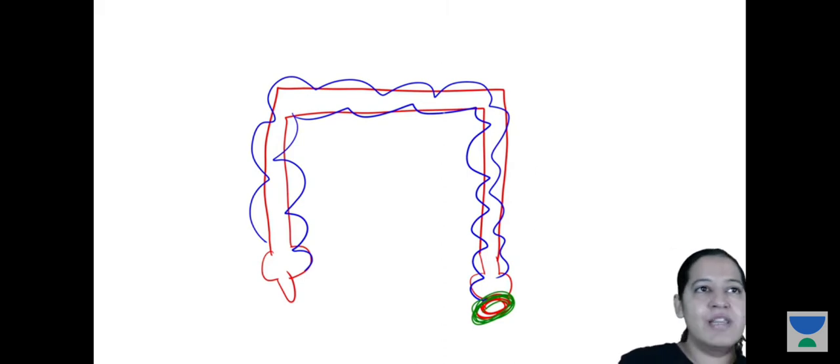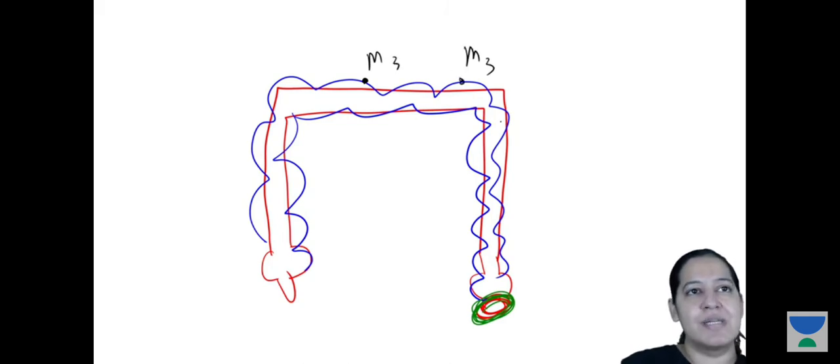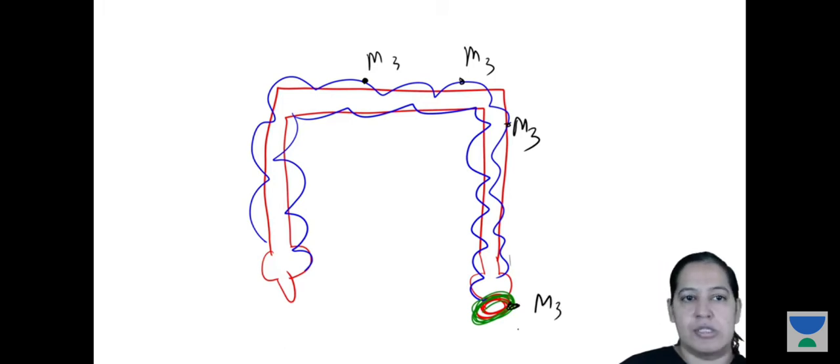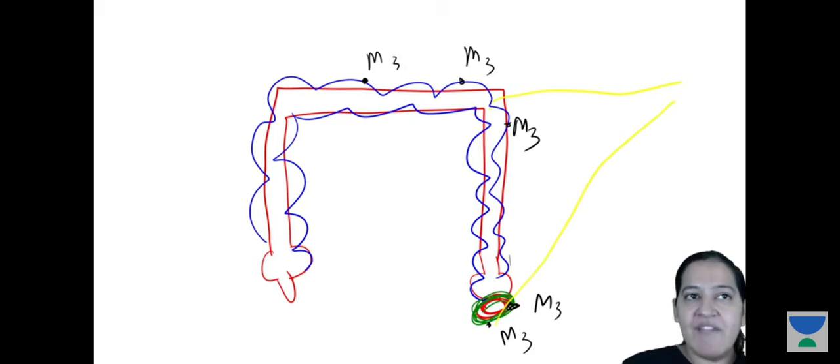So all of these have M3 receptors on them. Let me draw a few of them. So M3 receptors are present in the wall muscles also, the muscularis propria, and M3 receptors are present over the sphincter also. So these M3 receptors are present everywhere, and this is the nerve. Let me draw a nerve. So this is the nerve, here also, and here also. So from the nerve, acetylcholine is released.